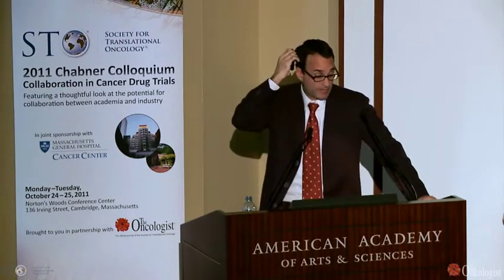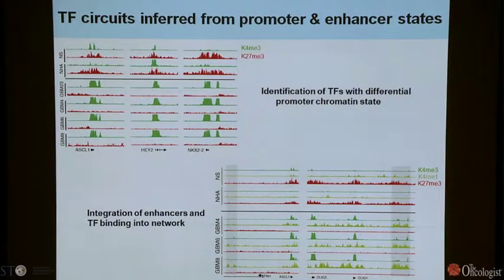So I'll just show you a little bit of the data to start with. Here's a comparison: at the top, some normal stem cells and normal astrocytes, and then the next four are the various GBM stem cell tumors. The green is one of the marks associated with transcriptional activity, and the red is a mark associated with repression.